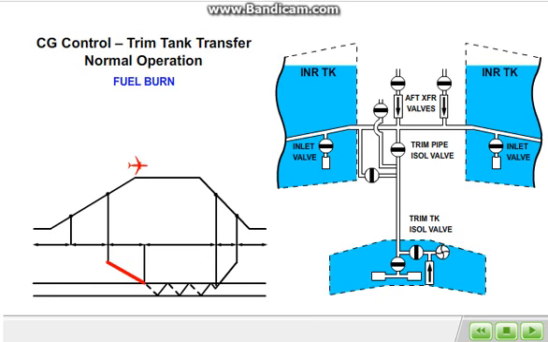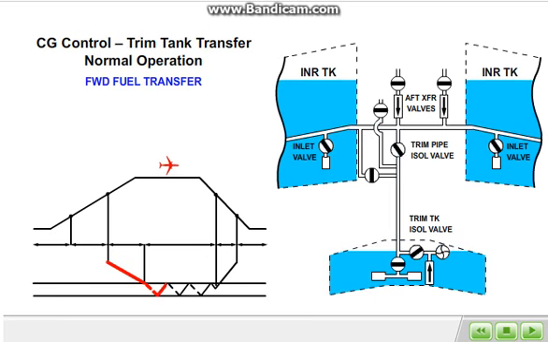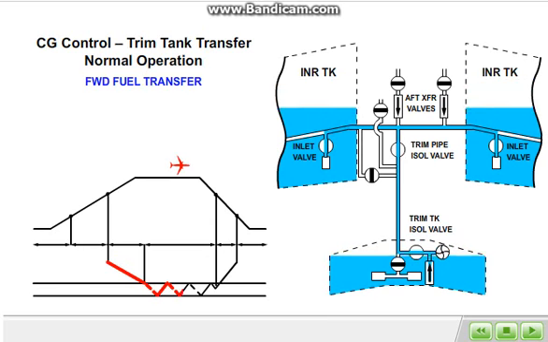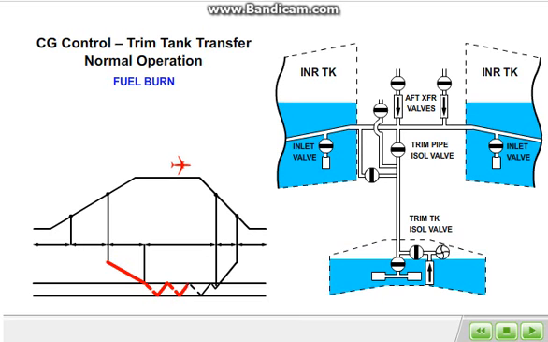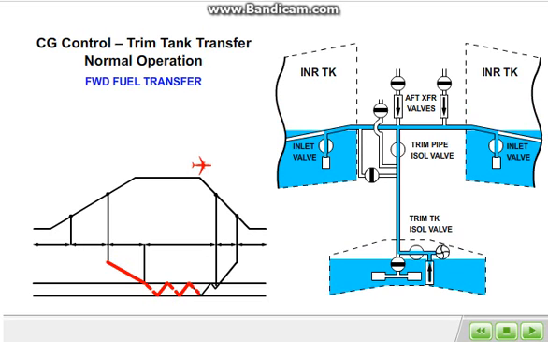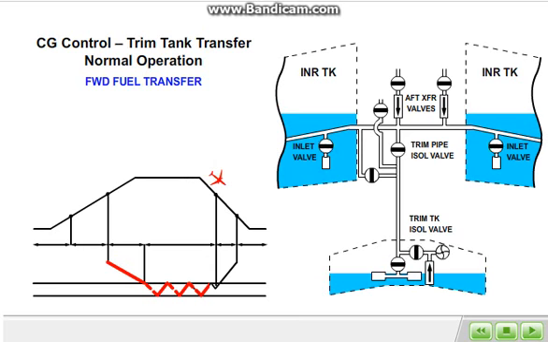Once in cruise, the CG moves aft as fuel is consumed until it reaches the target value. The system then opens the left and right inner tank inlet valves, the trim pipe isolation valve, and the trim tank isolation valve to allow fuel to flow from the trim tank equally to both inner fuel tanks. These valves close when the CG moves 0.5% forward of the target value. Then the cycle repeats until the final fuel transfer as the airplane nears its destination.